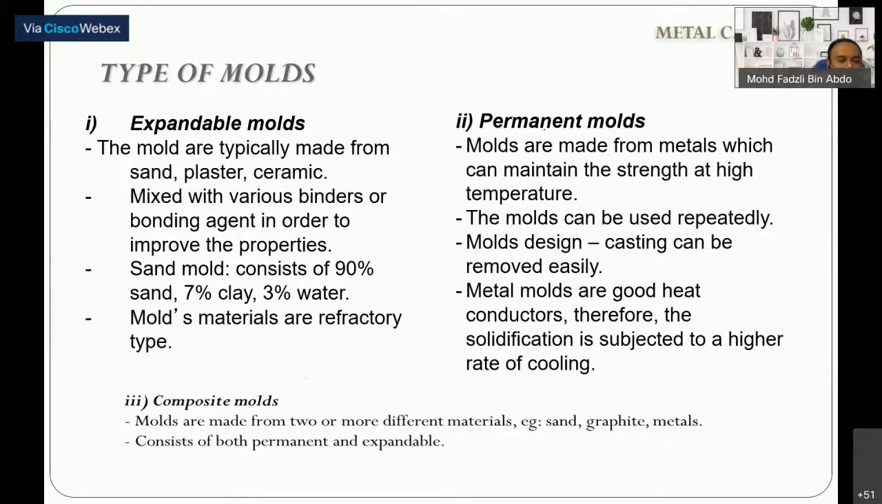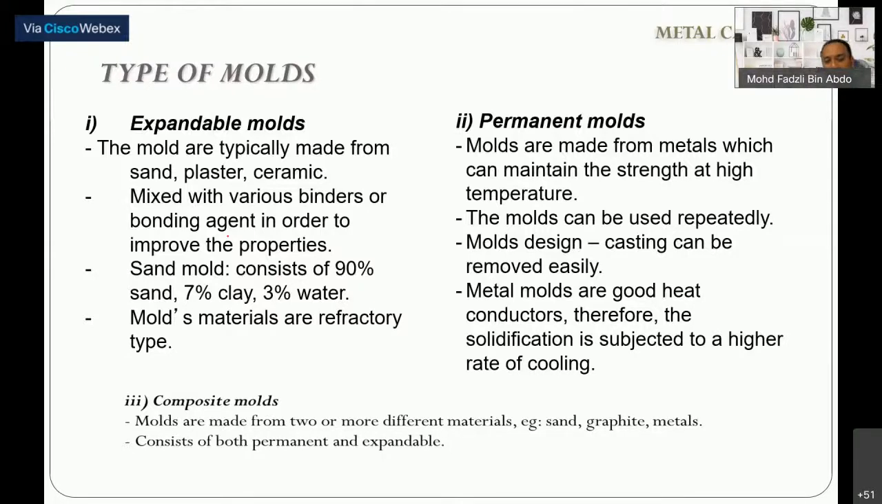Okay. And then the permanent mold pula, mold are made from metal which can maintain the strength at high temperature. Expandable mold maksudnya kita buat sekali, lepas tu kita pecahkan. Maksudnya tak boleh nak guna berulang kali lah. Kita cuma boleh buat sekali je. Maksudnya kita dah tuang the molten metal, and then kita dah solidifying, and then kita remove. Untuk kita removekan tu, kita pecahkan terus semua mold tu.